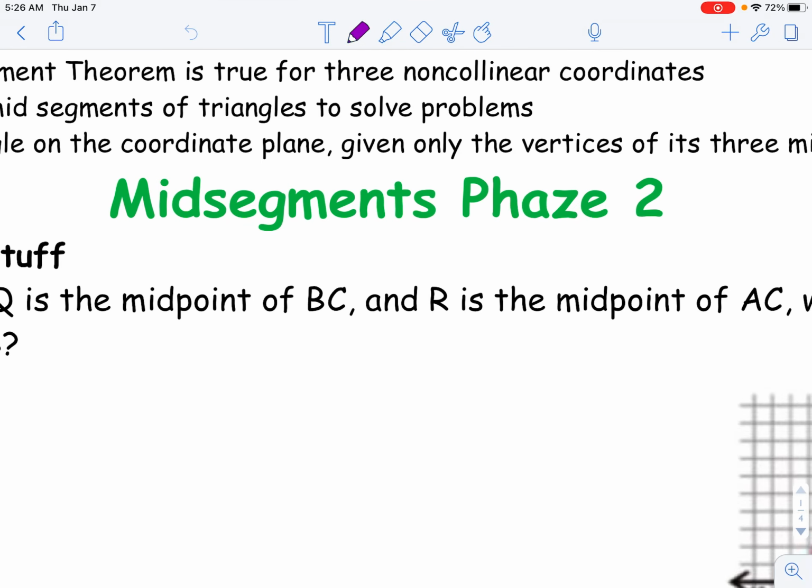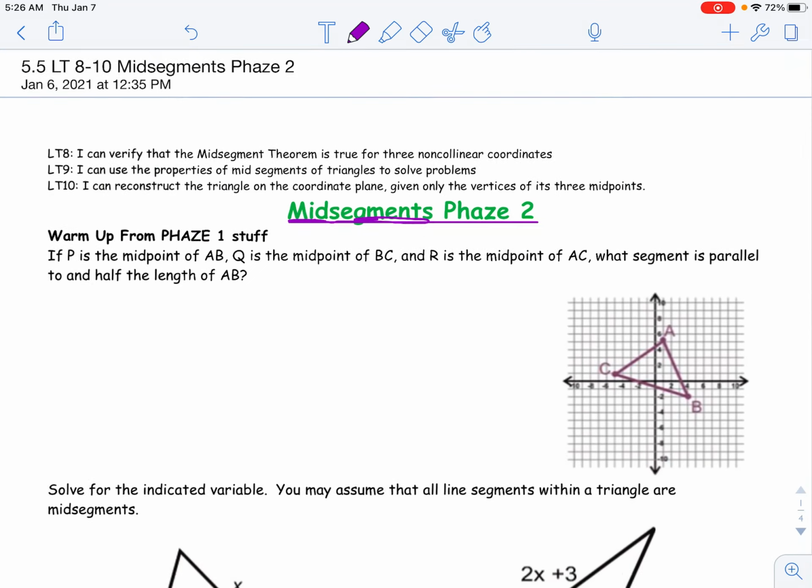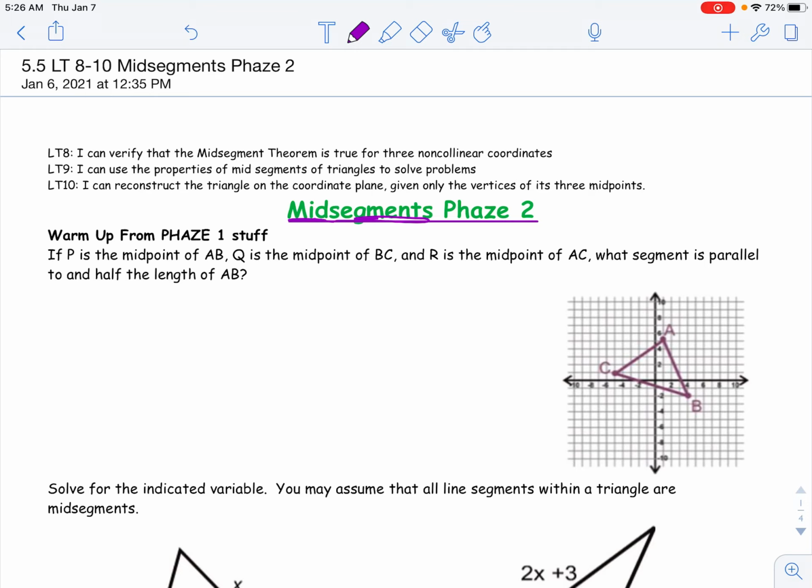Alright students, we're here and we did a bunch of mid-segment stuff yesterday, and probably the most important part of mid-segments is the word mid, and even segments, because it's a segment that connects midpoints. It's a very well named word. Alright, so warm up. This is from yesterday, so this should seem like a review. You should know this stuff.